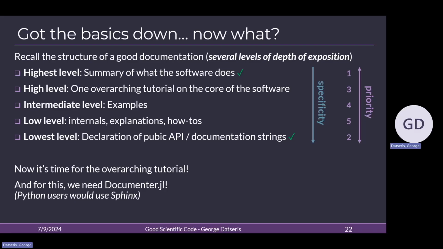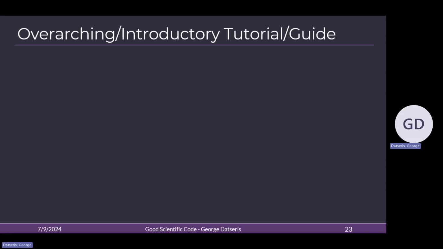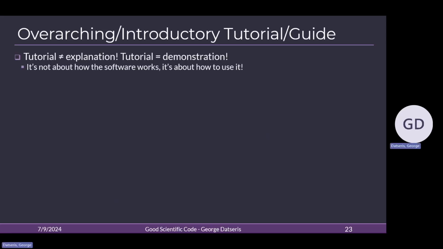The next part is priority number 3, which is the one overarching tutorial for the whole of your software. For this, we also need to get introduced to the software we will use to build the docs, which is Documenter.jl. But before that, documentation. The overarching or introductory tutorial, or introductory guide, you can call it however you want, is really a demonstration, not an explanation. It's supposed to tell you how to make a software work, not how the software works.